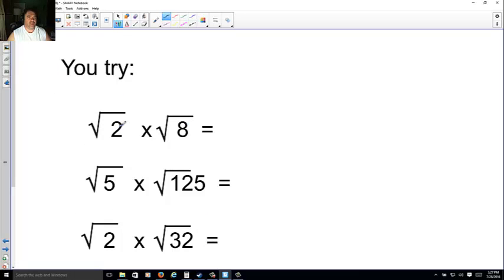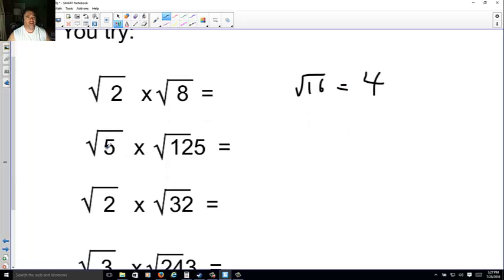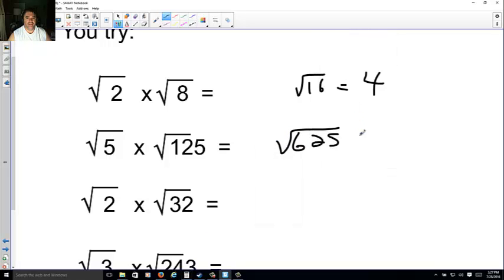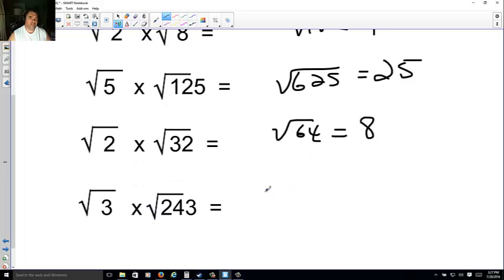First, I want you to multiply 2 and 8 and get 16. So ask yourself, what's the root of 16? I hope you get 4. 5 times 125 is going to make 625. You can just use your calculator, you know, the root button, to figure that out and get 25. The root of these two makes 64, which equals 8. And this guy, well, 7.